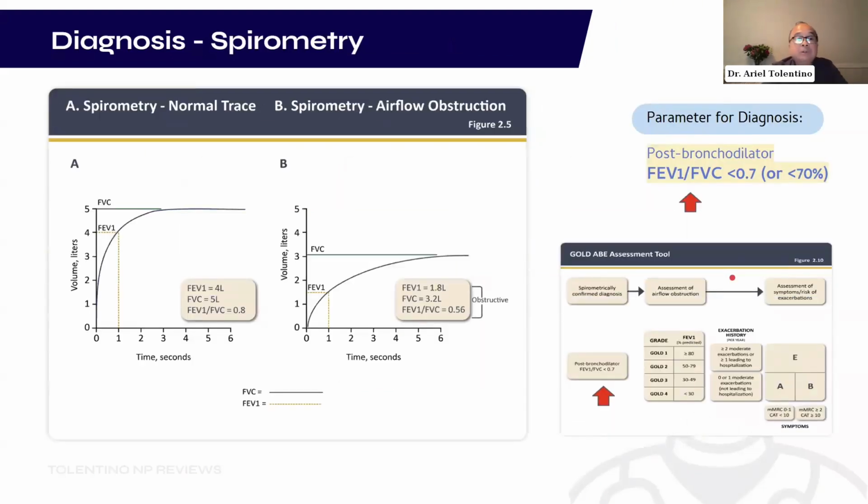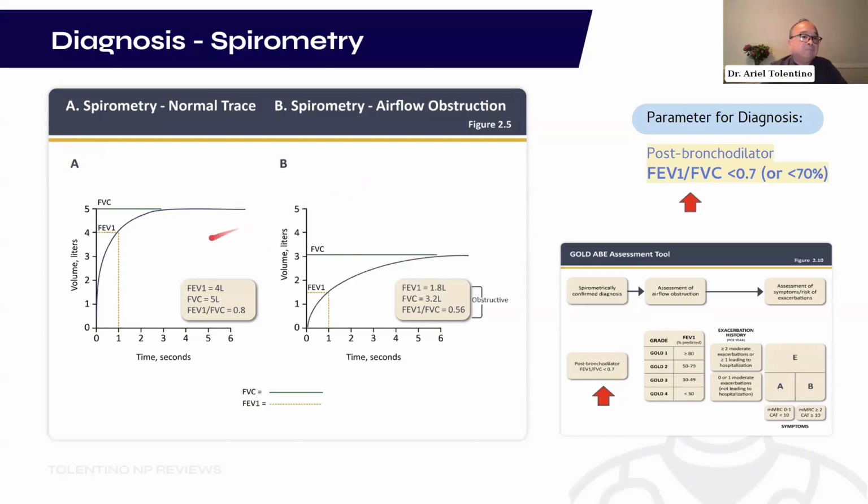Okay, and the first slide related to that is your post-bronchodilator value, which we have discussed earlier. So this value of less than 0.7 or less than 70% FEV1 over FVC ratio is projected to this area, the left lower quadrant of this ABE assessment tool. Now, to give more detail on how we arrive at that ratio, we now examine spirometry readings, comparing A, a normal tracing, and comparing it to B, an abnormal tracing showing airflow obstruction.